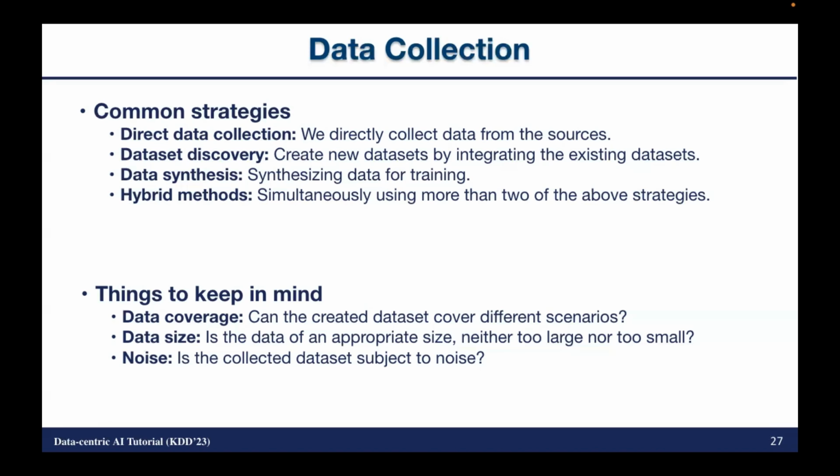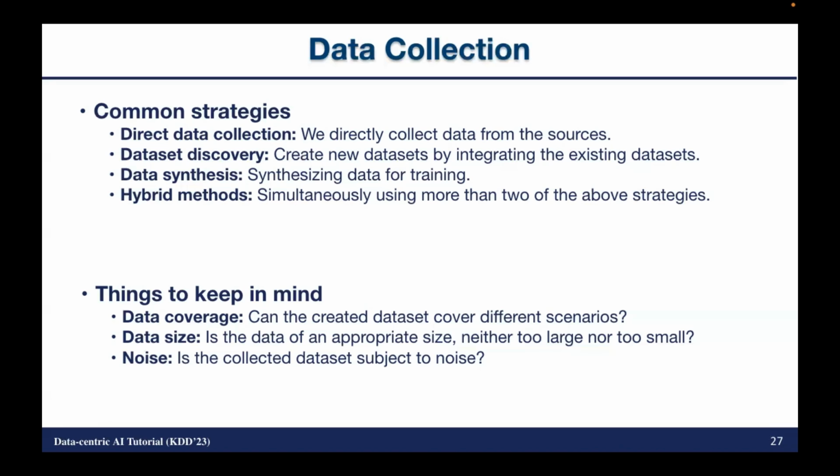So, some things to keep in mind when doing data collection. The first thing is data coverage. The question is, can the created dataset cover different scenarios? Because to train a machine learning model, our goal is to make the model generalize well to all different scenarios. To achieve this, we must have very good data coverage. An example is the GPT model. They collect data from different languages and different sources. That's why GPT-3, ChatGPT, and GPT-4 can generalize well to different scenarios.